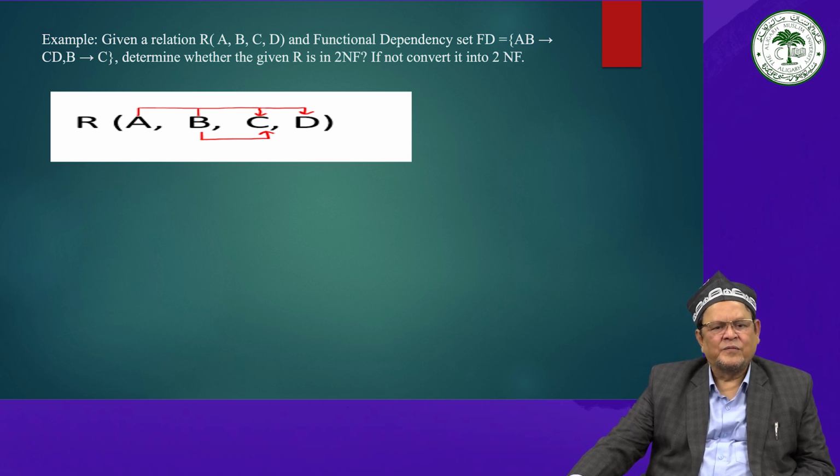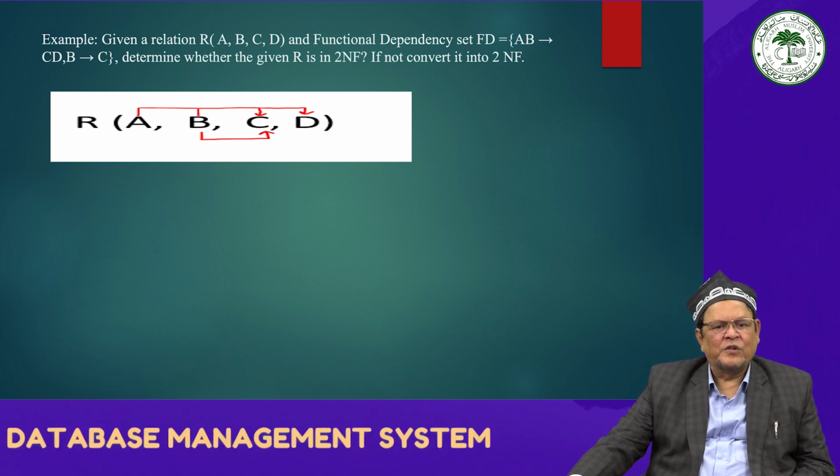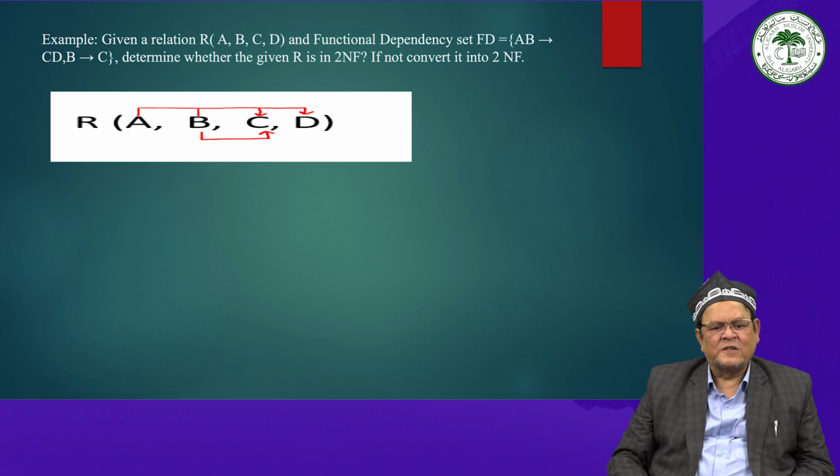The answer is: to determine if a relation R(A, B, C, D) is in second normal form, we first ensure it is in first normal form, where all attributes are atomic. Then we check if all non-prime attributes are fully functionally dependent on every candidate key. Given the functional dependencies AB determines CD, B determines C, we find C is partially dependent on a subset of a candidate key.